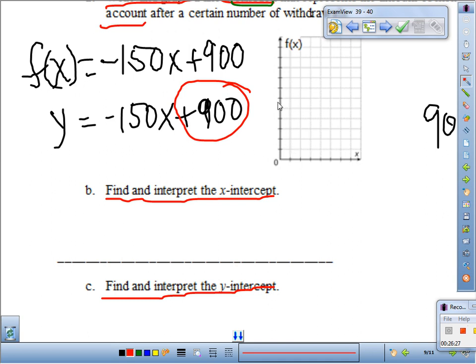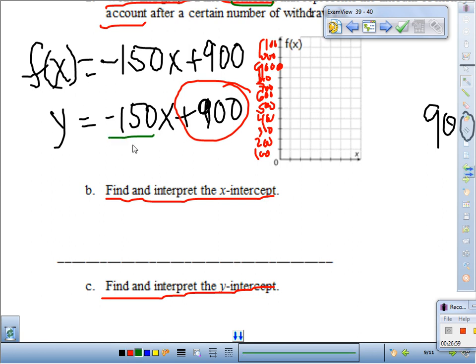900. So if I'm going to plot it at 900 here, how much are we going to scale our y-axis? 100, 200, 300, 400, 500, 600, 700, 800, 900, 1,000, 1,100. Okay, so I'm going to plot it at 900. There it is. What is my slope? 150 down, and how many to the right? 1. So that means all x's are by what? 1, 2, 3, 4, 5, 6, 7, 8, because they stand for what? Weeks, every week. So what does all the way to 900 stand for? Very good. Money.